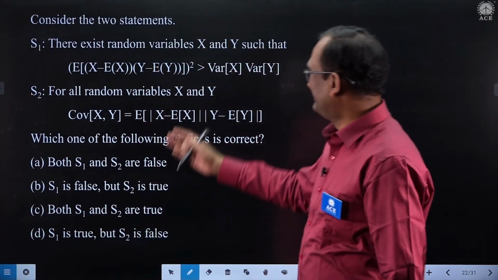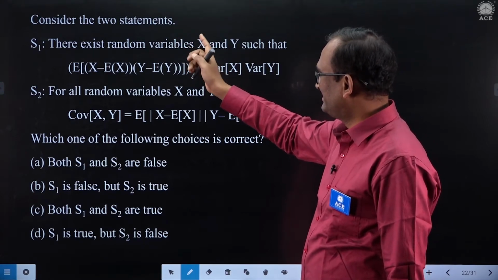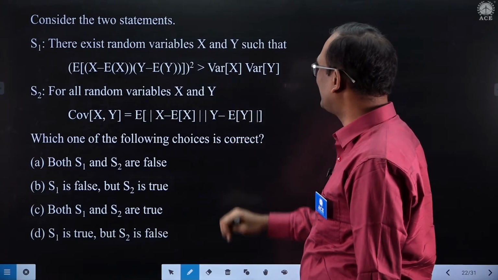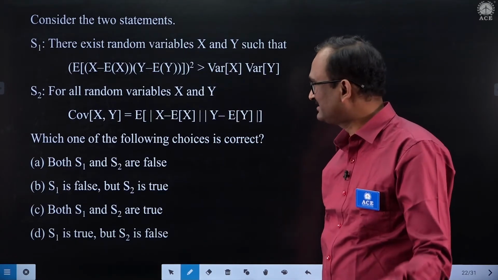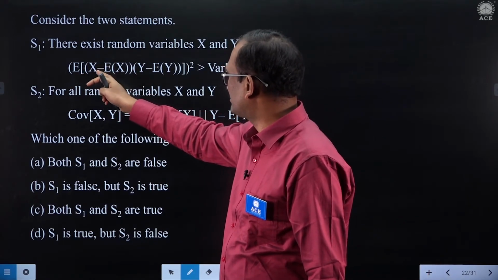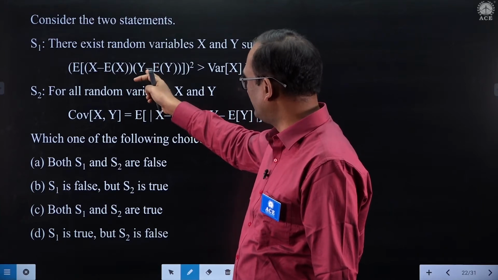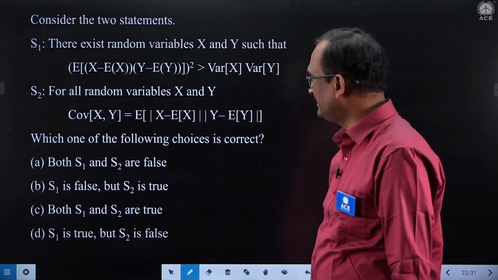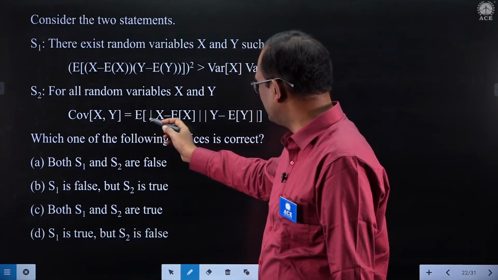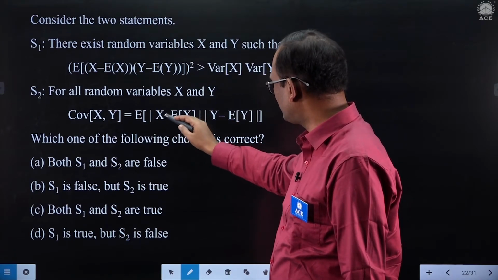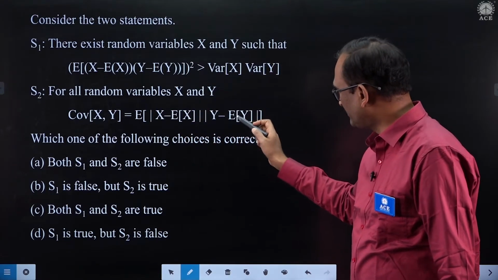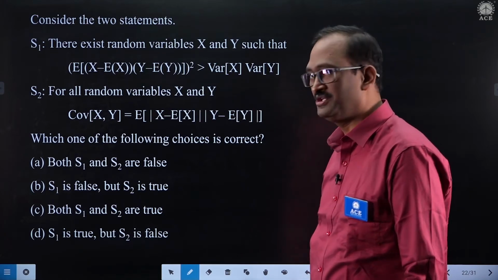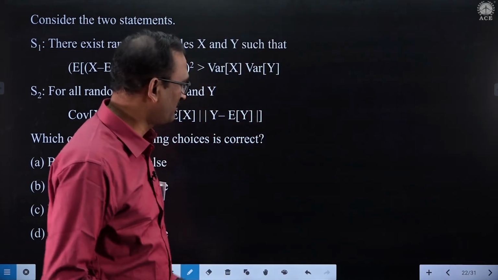Please read this problem. Consider the two statements. Statement number 1: there exist two random variables capital X and capital Y such that the expected value of (x minus expected value of x)(y minus expected value of y) whole square is greater than variance of x into variance of y. Similarly, statement 2: covariance of x comma y is equal to modulus of x minus E of x, modulus of y minus E of y. Which of the following choices is correct? Means only one of them is the correct answer. Let me check.